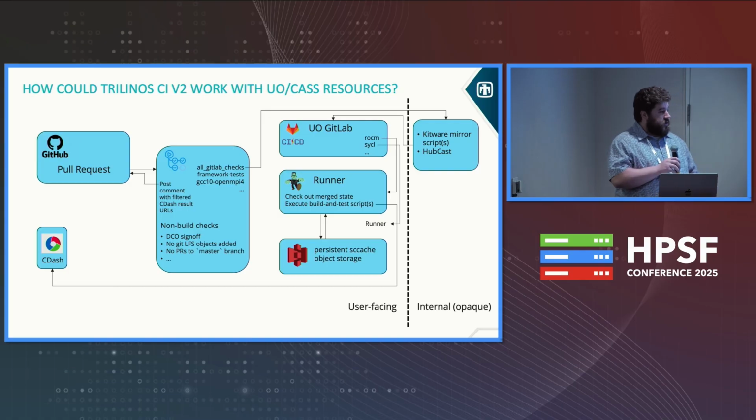And then finally, I put a concrete example of what this would look like if we leveraged, for example, the Frankenstein machine at University of Oregon. You can see there's still a little internal piece over there on the far right where we have either the current mirroring scripts that Kitware has maintained, or we have long-term a product like Hubcast that mirrors our GitHub jobs into the University of Oregon GitLab. And then we can run on some of the more bespoke hardware, but at the same time more accessible that they have there, like things like AMD GPUs or Intel GPUs.